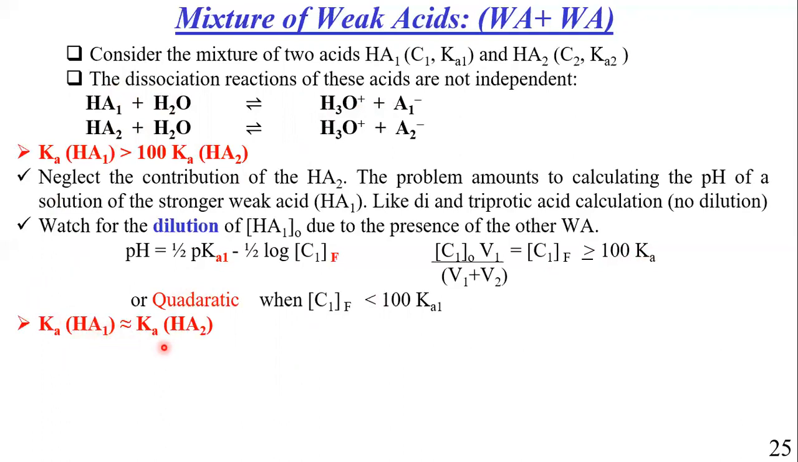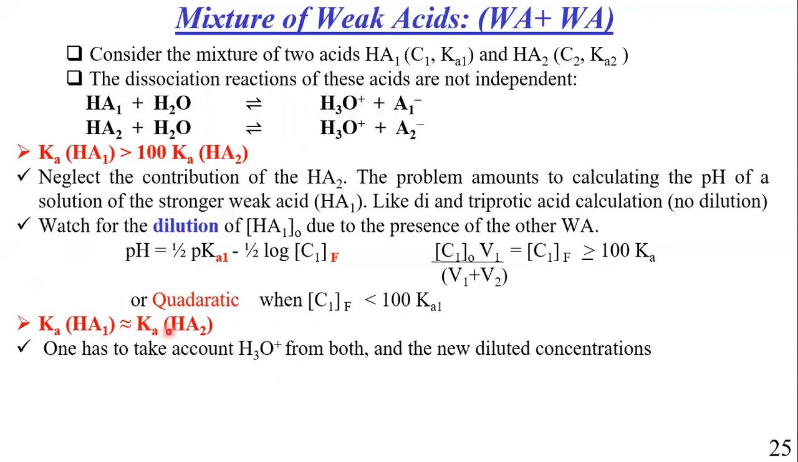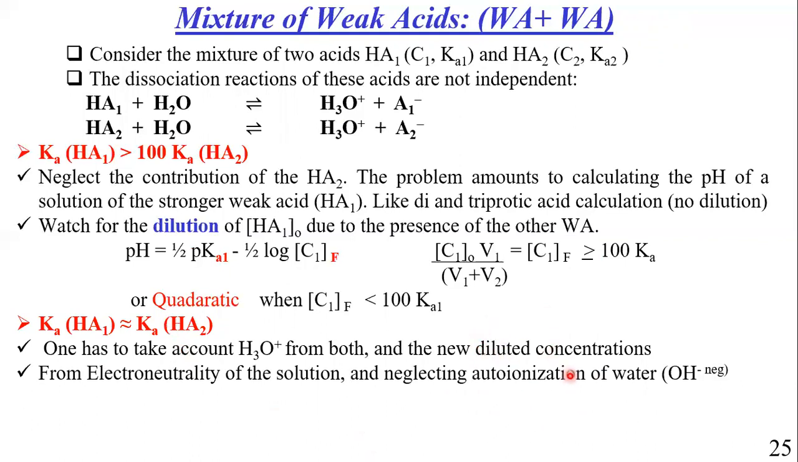What about if the two Ka values are close? In other words, neither one of them is 100 times more than the other. Actually, when they are close to each other, then we have to consider that the H3O+ comes from both acids, but both acids also have become diluted.